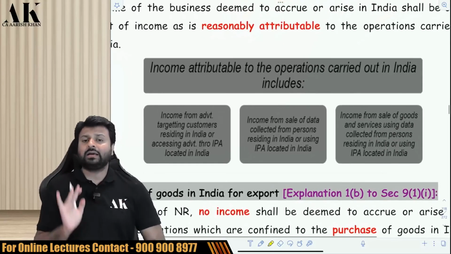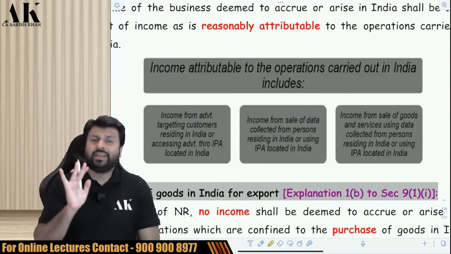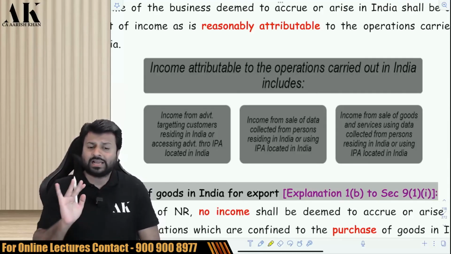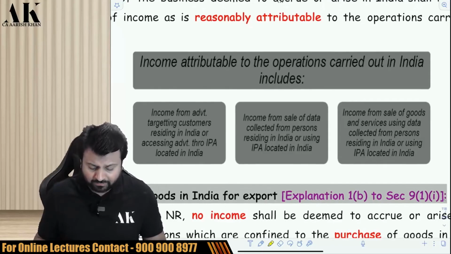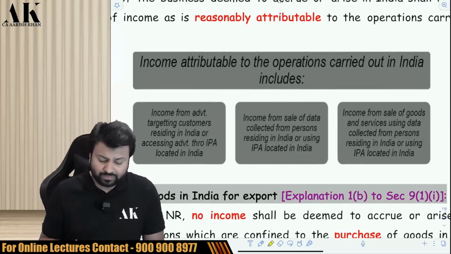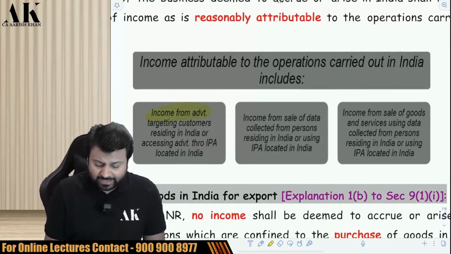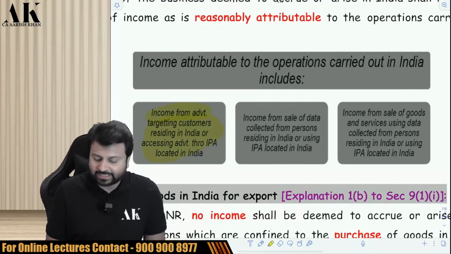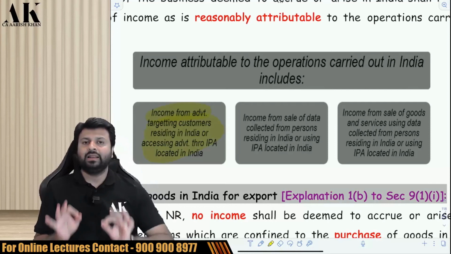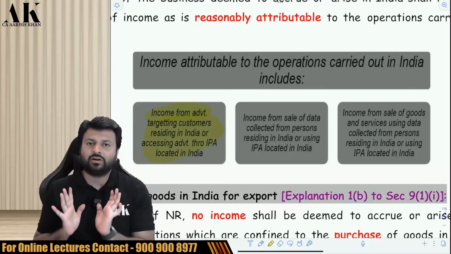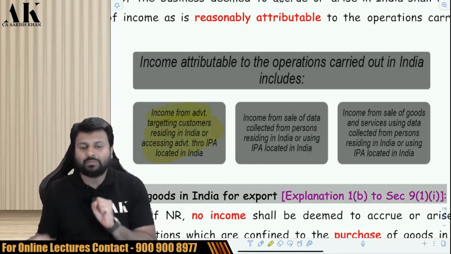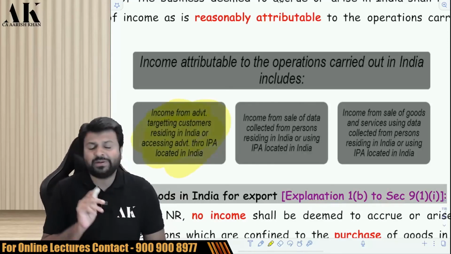But there are 3 incomes which the government says will always be taxable in India, will always be attributable to India, will be chargeable to tax in India. I am telling all of them one by one. Income from advertisement. If some company is earning income from advertisement by targeting customers in India, for example, if Facebook is doing advertisement for Samsung, and they are targeting Indian customers and earning income out of it, then that income will always be deemed to accrue or arise in India.